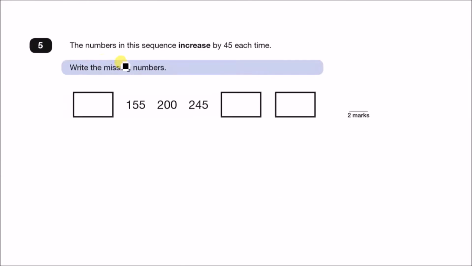Okay, number 5. So the numbers in the sequence increase by 45 each time. Okay. Write the missing numbers. So because we know everything's going up by plus 45, plus 45, this means that the next number, which will be 245, add another 45 should give us a 290.